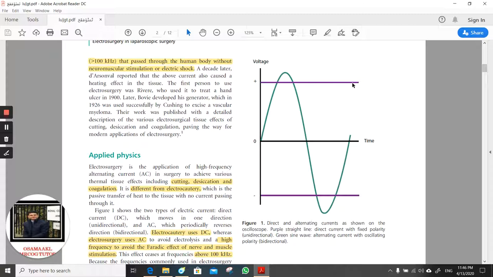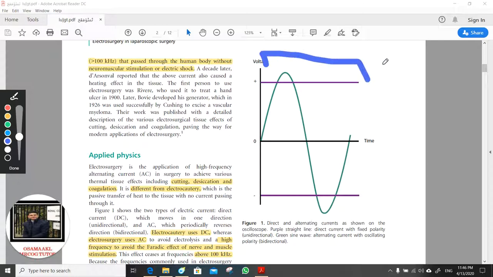Look at this picture here. You will find the positive direction and the negative direction. This is called one cycle. If I ask you how many cycles happen per second, this is called hertz. As we see, a cycle is composed of positive and negative. This is one full cycle. If we say this timing is 1 second, the vibration here is 1 hertz, 1 cycle per second.